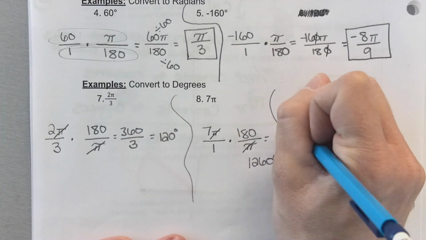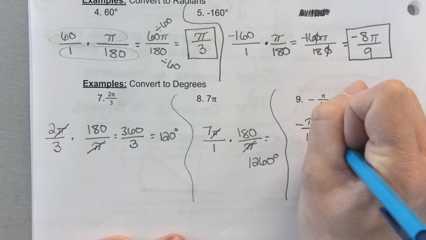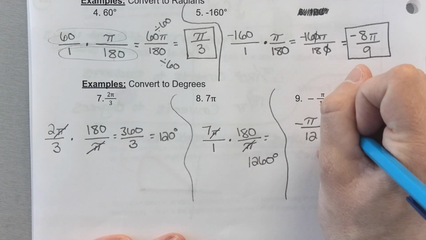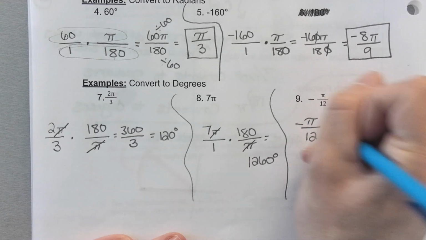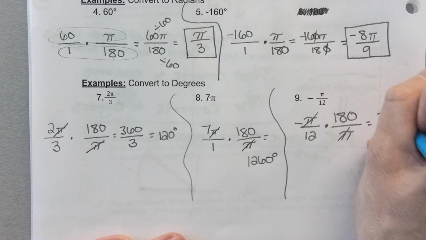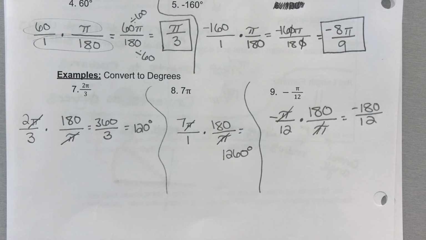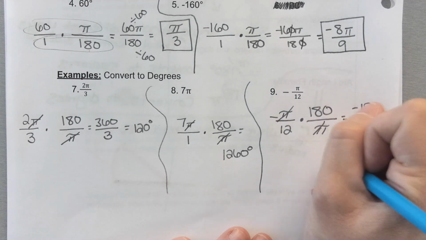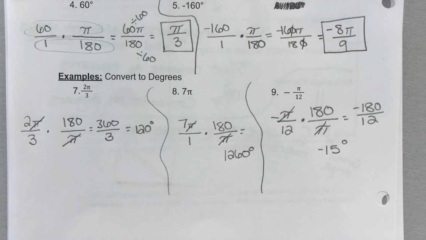Let's do the last one. Negative pi over 12. What should I multiply by? 180 over pi. What happens to my pi's? They cancel. So I have negative 180 over 12. And this one I'm going to actually divide it and give the answer. Oh, I thought it might be a decimal, but no, it was lovely. It is negative 15 degrees.